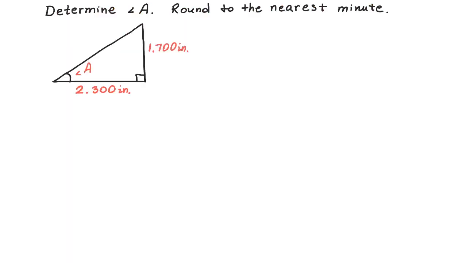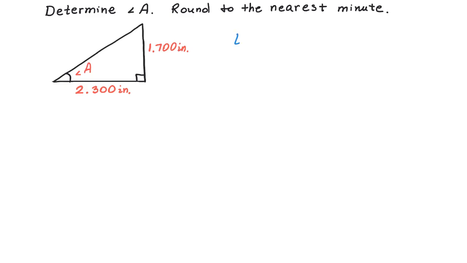Here we have a right triangle with two given sides. One side is 1.700 inches and the other one is 2.300 inches, and we have to find angle A. Notice that the side of 1.700 inches is the opposite side of this angle, and the side of 2.300 inches is the adjacent side. To find angle A, we have to think which of the trigonometric functions uses the opposite side and the adjacent side. That will be the tangent.